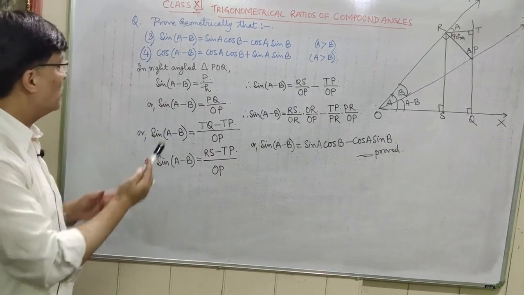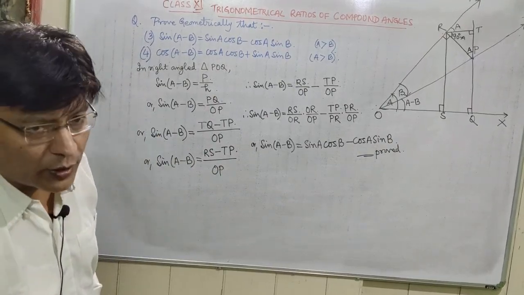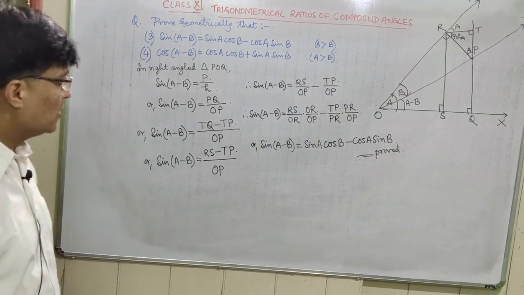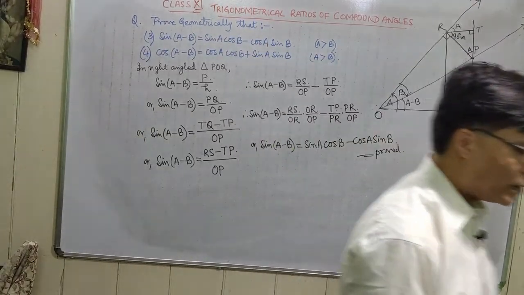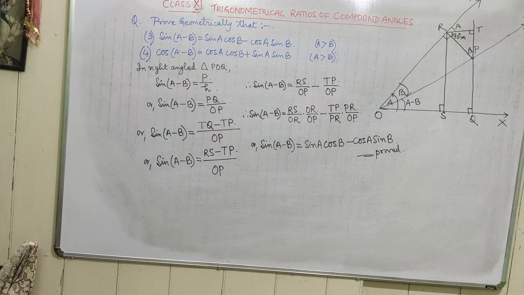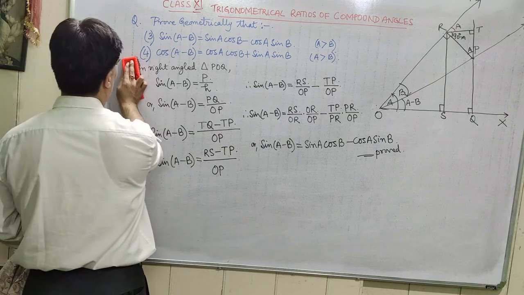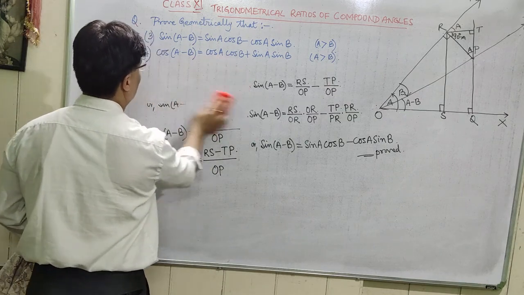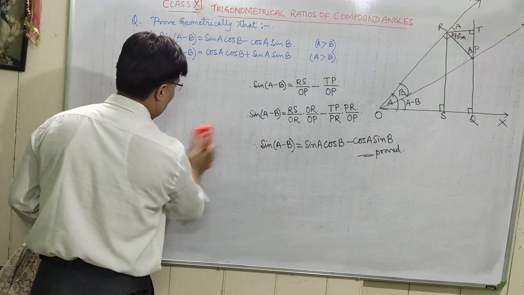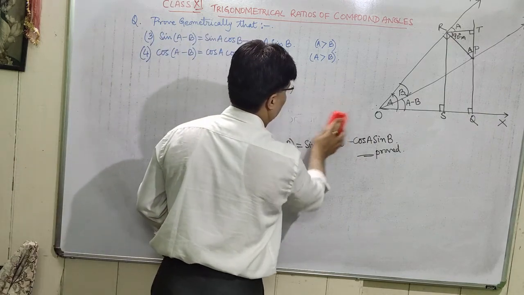Again, from the same figure, we can prove formula number 4, that is cos of A minus B. So we can copy it. Now again from the same figure, we will prove formula number 4. That is cos of A minus B is equal to cos A cos B plus sin A sin B.